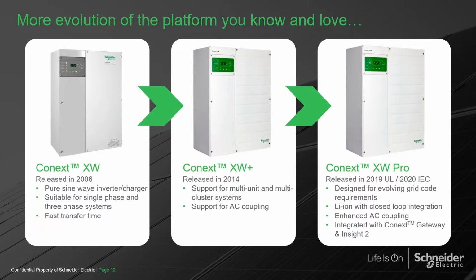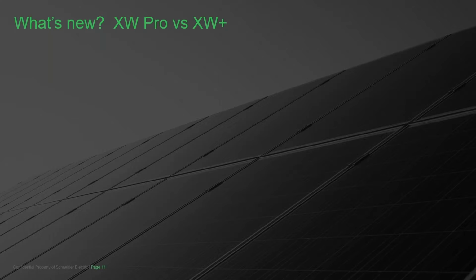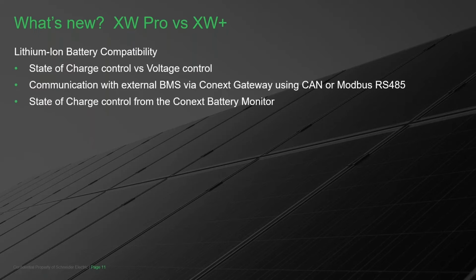The major change for the Pro is the lithium battery compatibility. One of the challenges with lithium batteries versus lead acid batteries is that their voltage doesn't move very much. They might have a 2 or 3 volt difference between 100% state of charge and maybe 20% state of charge. We learned early that just using voltage control wasn't going to be good enough, but that also applied to some lead acid batteries as well.